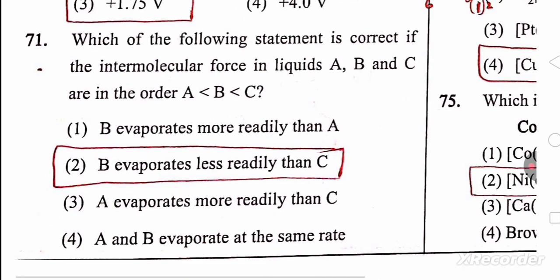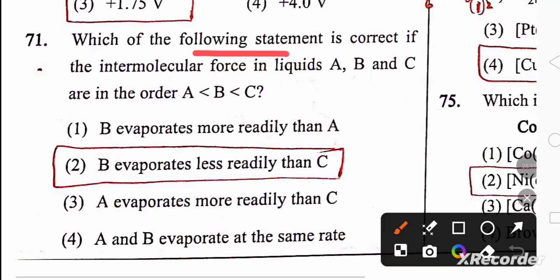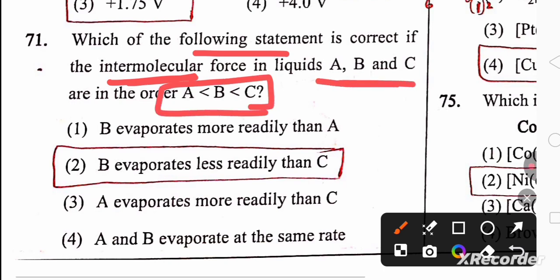Next question is very easy, related to chemical bonding. Which of the following statements is correct if intermolecular force of the liquid ABC is in this order? So as you can see, the intermolecular force in C is very high than A and B. So we need to find out the correct statement. The correct statement is B evaporates less readily than C.